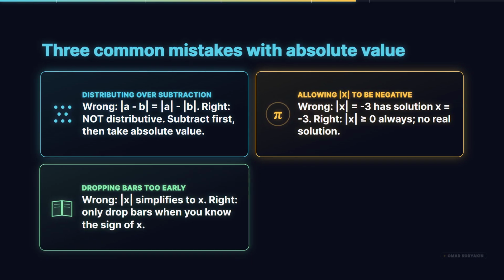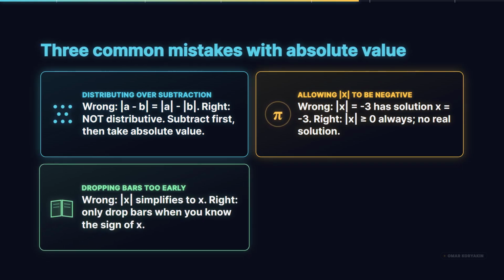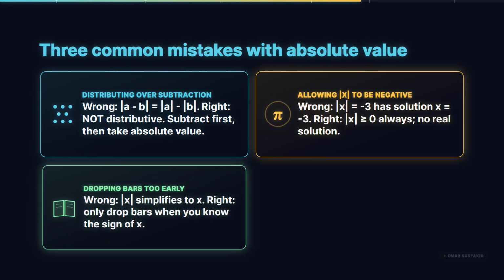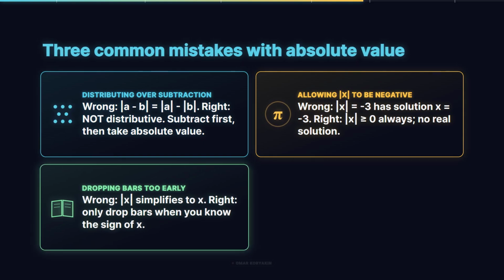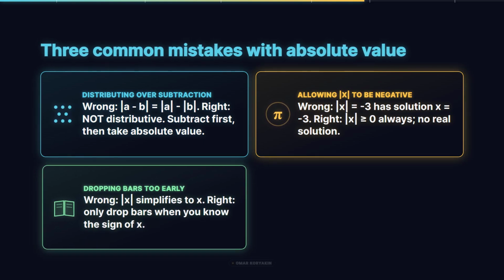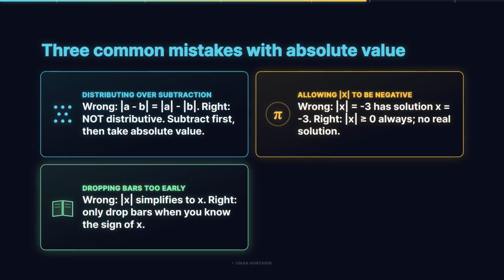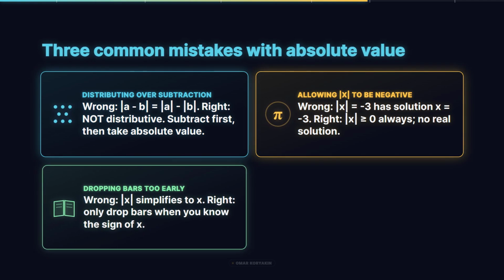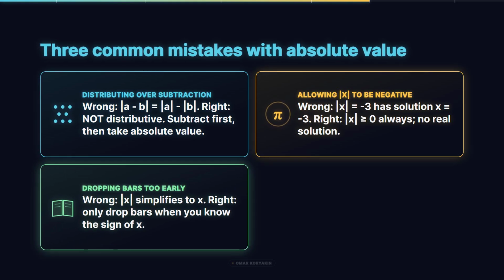Third mistake. A student sees the absolute value of x and thinks they can drop the bars and replace it with x. That is only safe when you already know that x is non-negative. If x might be negative, the bars become essential because they flip the sign. The general rule is only drop the bars after you have explicitly checked the sign of the expression inside, or after you have split the problem into separate cases for positive and negative inputs.